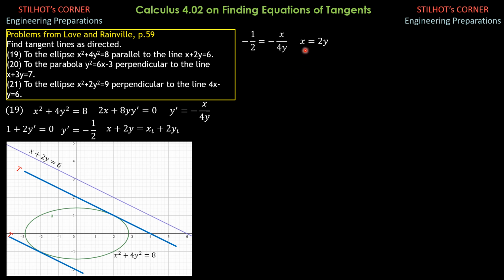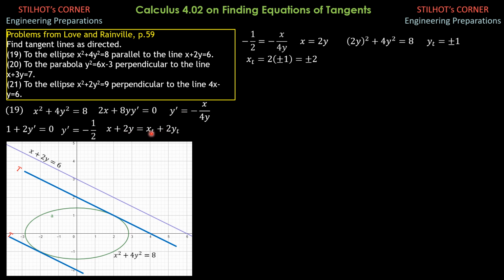We then substitute this relationship into the equation of the ellipse. So (2y) squared plus 4y squared equals 8. So this is 8y squared equals 8, which means y sub t is plus or minus 1. Take note, y squared equals 1. So y corresponds to the y coordinate of the point of tangency. Likewise, x is 2y, so x sub t is 2 times plus or minus 1. So x sub t is plus or minus 2.